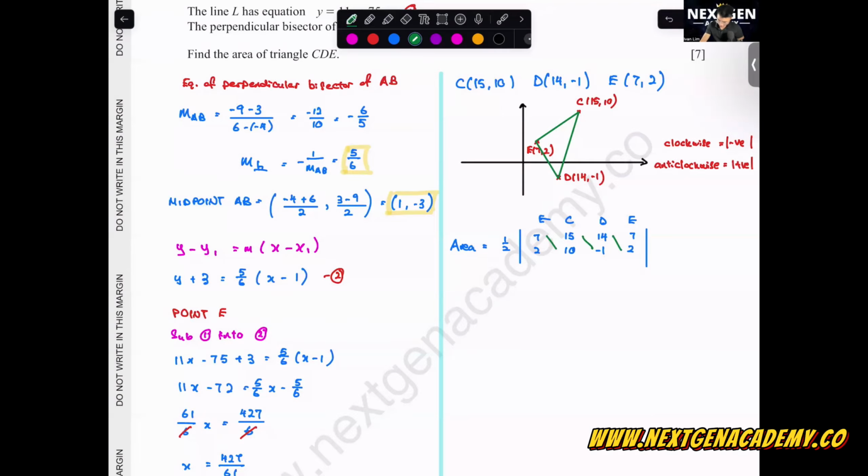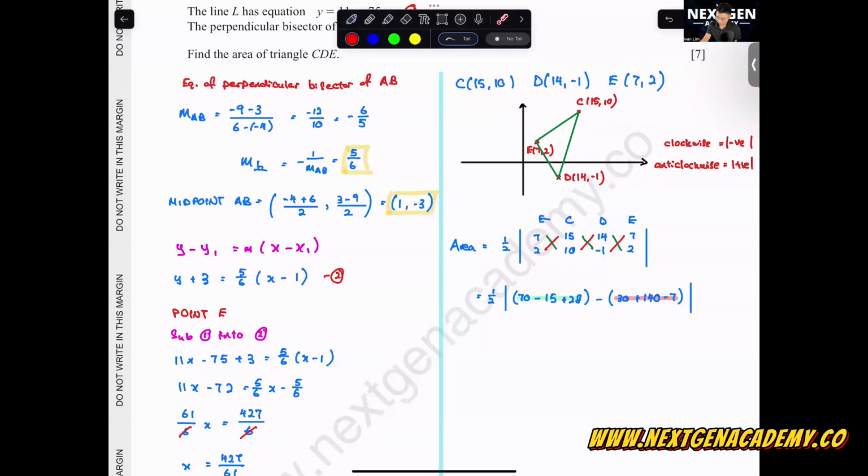Tie your shoelace. The one that's going down, you add it up. The one that's going up, you subtract it. So here will be half. I'll write the values down. 7 times 10 will be 70, minus 15, plus 28. Minus the ones that are going up: 30 plus 140 minus 7. I will just put everything negative into a bracket. This is the green color one, and this one is the red color one.